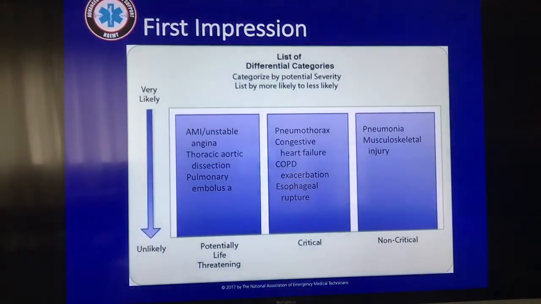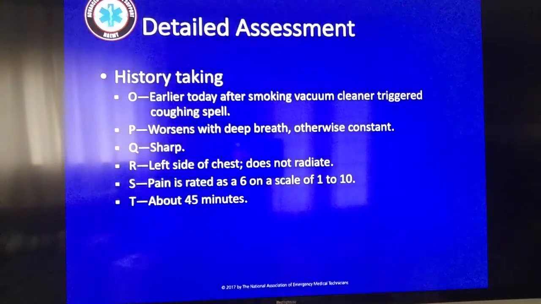So as we look at our differentiation and our problem list, some of it puts us into the life threats that we need to really move on. Some are critical, some are non-critical. We go next into our history. We want to find out more about what's going on to refine our differential.